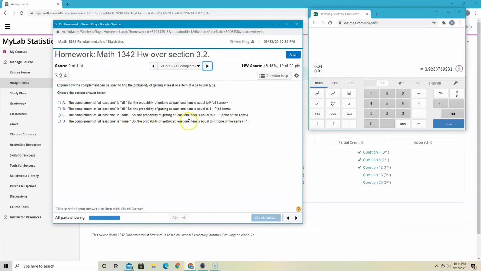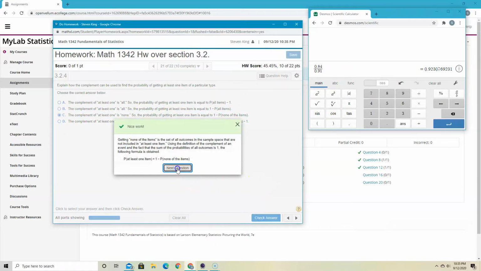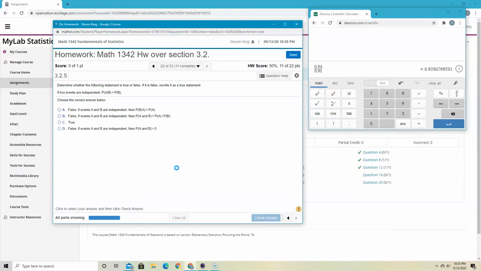The other option says the probability of getting at least one item is equal to the probability of none minus 1. So they switch these around. Which one is the right one? I hope you remember it's this one. So C. The probability of at least one of us going to Disney World is equal to 1 minus the probability that no one goes. And 22 is asking you about this, true or false. I'll let you all try that one.